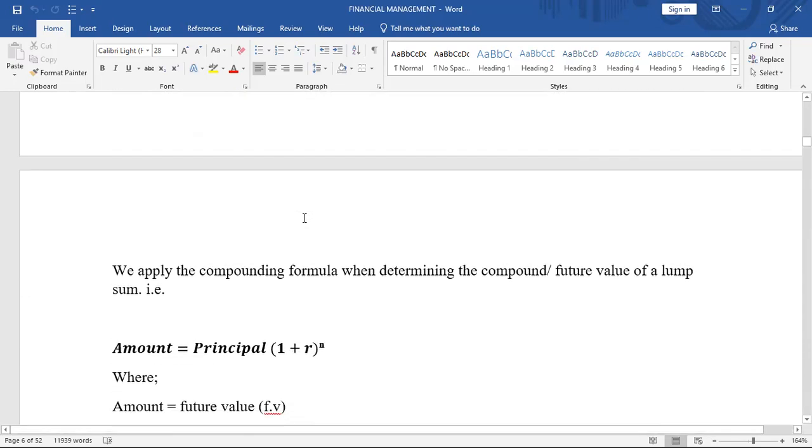So we apply the compounding formula when determining the compound future value of a lump sum. And that is why we have said that we normally use the amount is equal to the principal, 1 plus r, raised to the power n. I'll share this concept with you through our board, and that is why I said it's very important when you're writing. So let us go to our board, and I think it is visible to you guys.